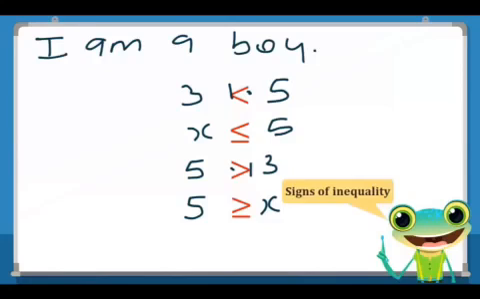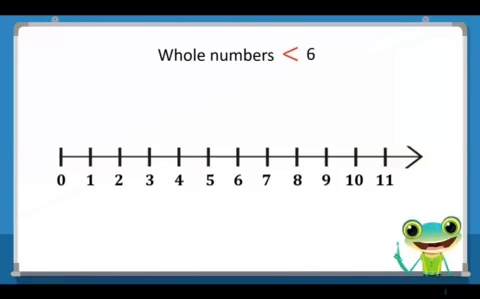Alright? So now let us look at how we place these whole numbers on a number line. So this is saying whole numbers less than 6. So 6 is on the inside, so that's the greater number. So we want to find all the numbers that are less than 6. What are all the numbers less than 6? We have, let me use another color.